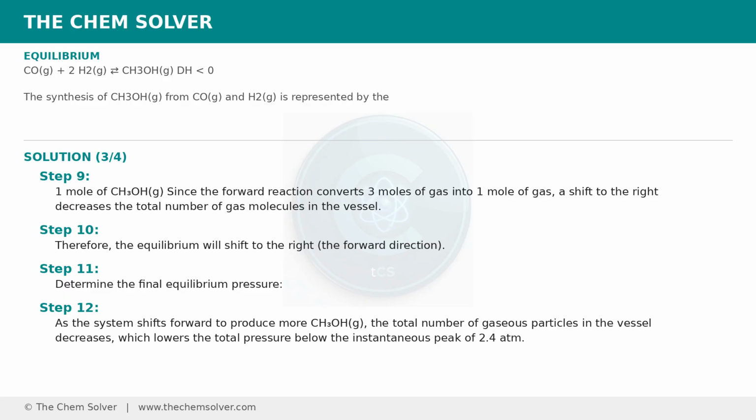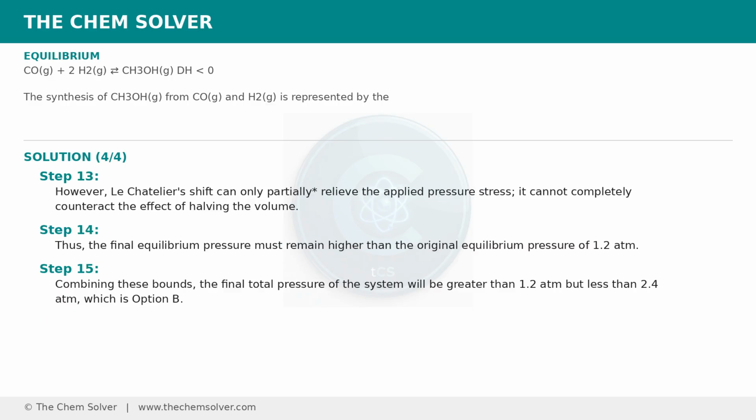Determine the final equilibrium pressure. As the system shifts forward to produce more CH3OH, the total number of gaseous particles in the vessel decreases, which lowers the total pressure below the instantaneous peak of 2.4 atmospheres. However, Le Chatelier's shift can only partially relieve the applied pressure stress. It cannot completely counteract the effect of halving the volume. Thus, the final equilibrium pressure must remain higher than the original equilibrium pressure of 1.2 atmospheres.